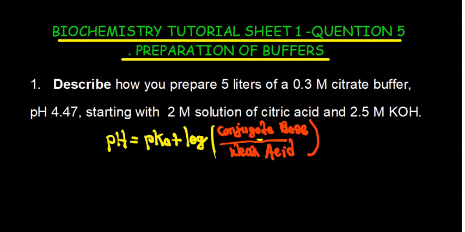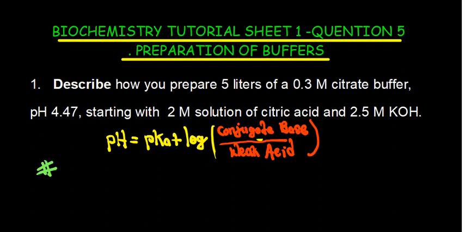And then the other thing I also want to point out is this. I want us to gather the information that has been given here, because the question is saying describe how you prepare 5 liters of a 0.3 molar citrate buffer. So we're saying the conjugate base plus the acid has a concentration of 0.3 molar. Okay? That's one thing I want you to know there. They're saying we have been given 0.3 molar. I want you to first of all see the purpose of the 0.3 and the purpose of the volume that has been given, which is 5 liters.